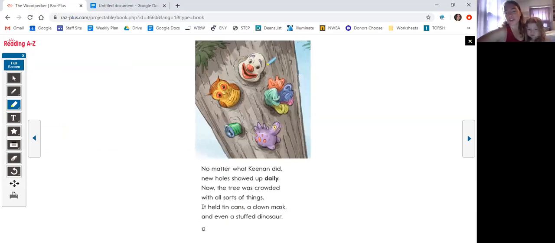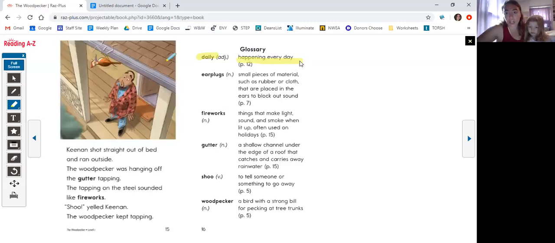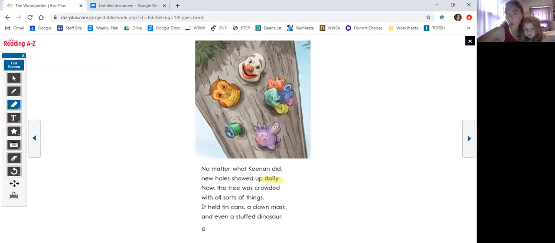What does it mean that new holes showed up daily? I see this word daily that is in bold. Pause your video and answer that question now. In the story, I see the word daily in our glossary in the back. And daily means every day. Good. So how often did the holes show up? Yes, they showed up every day.